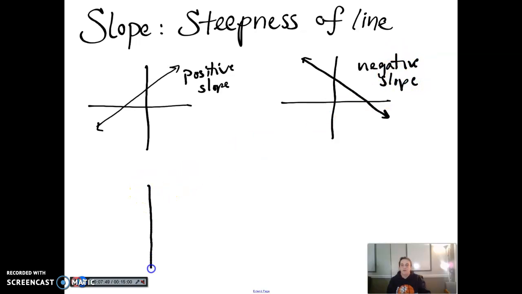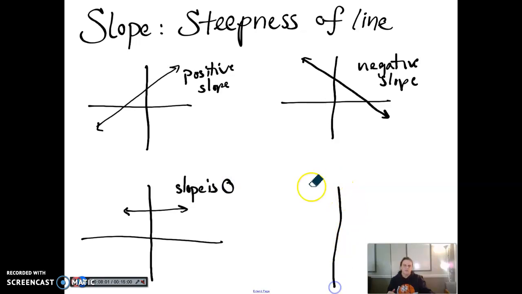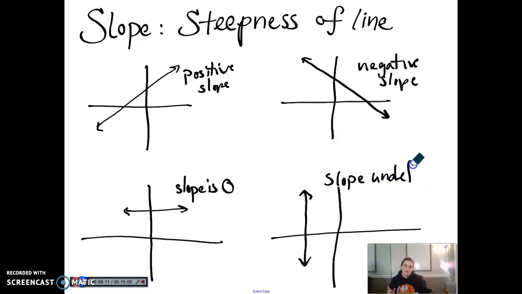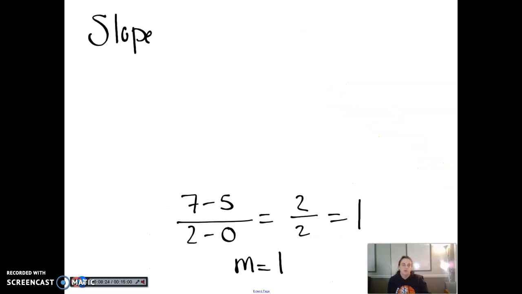And then there were 2 other possibilities. What if this line doesn't go up or down at all? If it's just flat, a horizontal slope, that slope is equal to 0. Or what if you have a line and it goes straight up and down? This is called a slope is undefined. It's so steep, it's infinitely steep. I cannot make a definition for how steep it is. I just say it's undefined. It's too steep to define it. So we have those 4 possibilities.